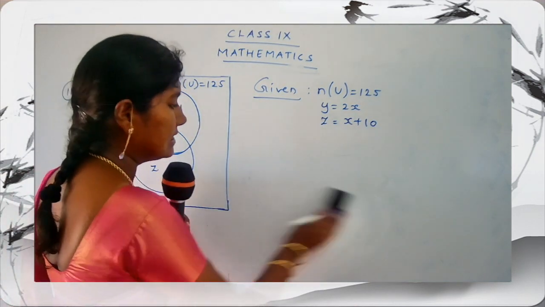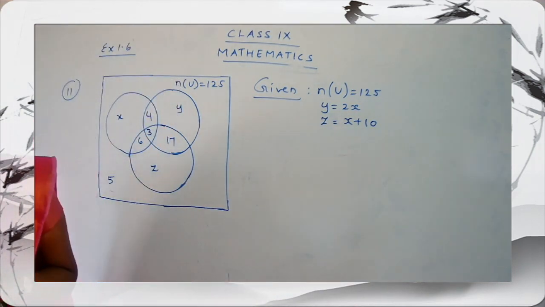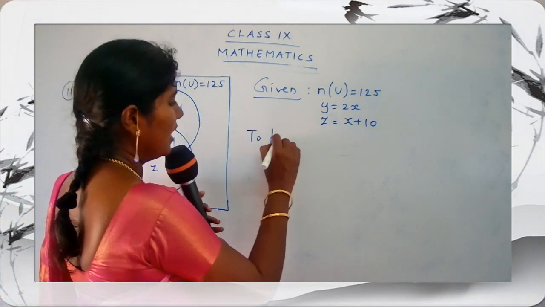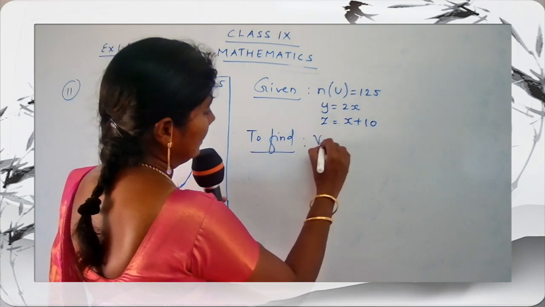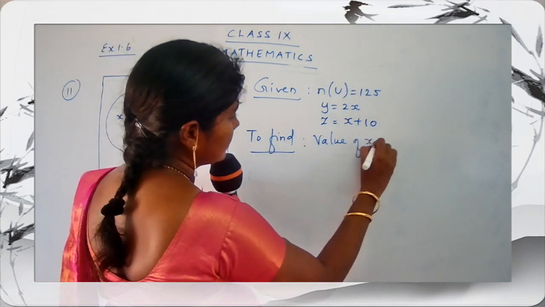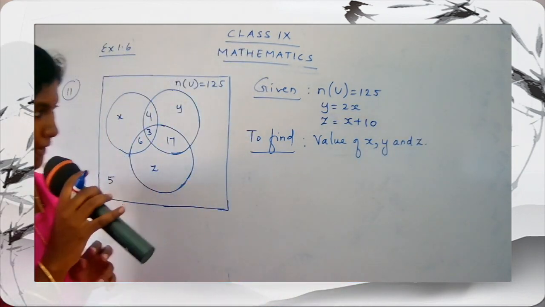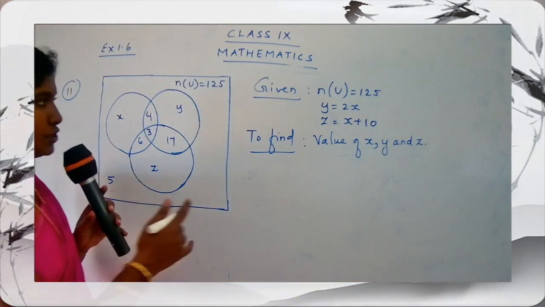Okay, these are the details I have written over here. And what else have they given you? They have asked you to find out the value of x, y and z. So just mention here: to find the value of x, y and z. This is what we have to find. Okay, children? Let's go for the solution part.